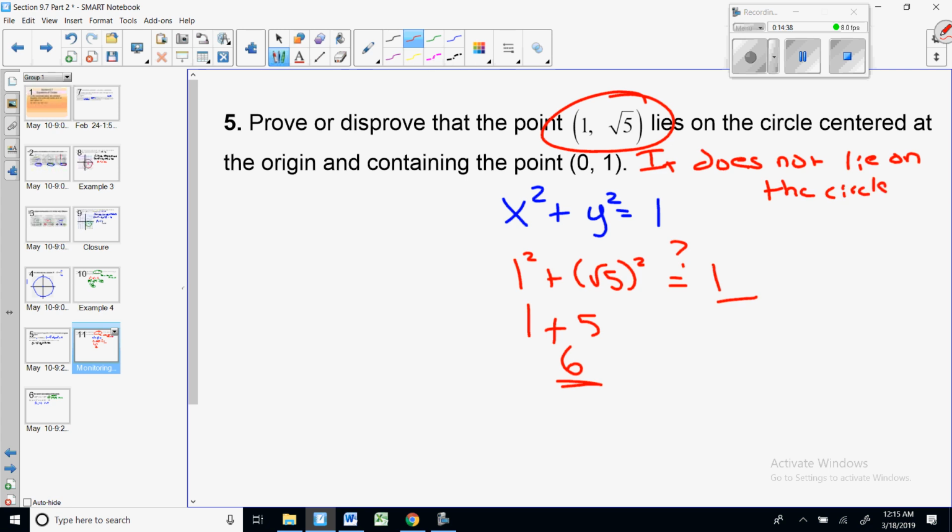The only way that those numbers are going to lie on the circle is if, when you square them, they equal your radius squared. If it is greater than the radius squared, it exists outside of the circle. If it is less than the radius squared, it lies inside. So if it's greater, it lies outside of the circle. If it's equal, it lies on the circle. And if it's less, it lies on the inside of the circle.